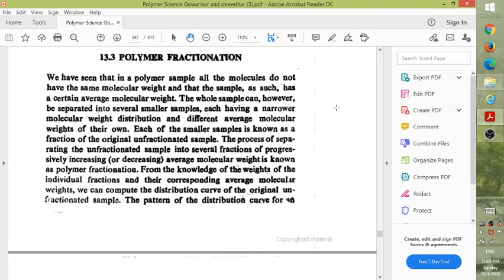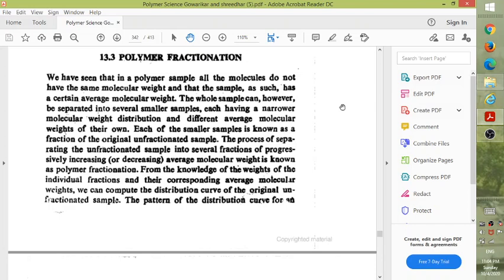Polymer fractionation. We have seen that in a polymer sample, all the molecules do not have the same molecular weight, and that the sample as such has a certain average molecular weight. The whole sample can, however, be separated into smaller samples, each having a narrower molecular weight distribution and different average molecular weight of their own. Each of the smaller samples is known as a fraction of the original unfractionated sample.